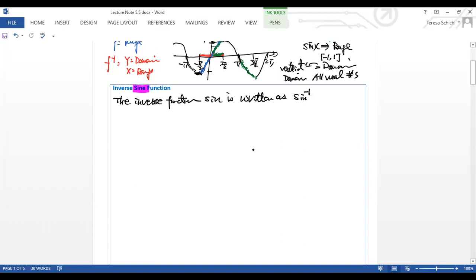And remember, for the inverse, the domain and the range switch. So the inverse function is going to have a domain that covers the whole range, which is -1 to 1. And the range, because we need to restrict it, the domain becomes range and range becomes domain. And the range here is negative pi over 2 to pi over 2.